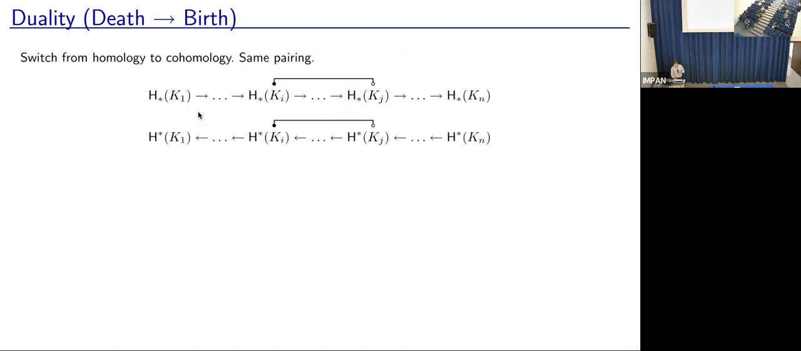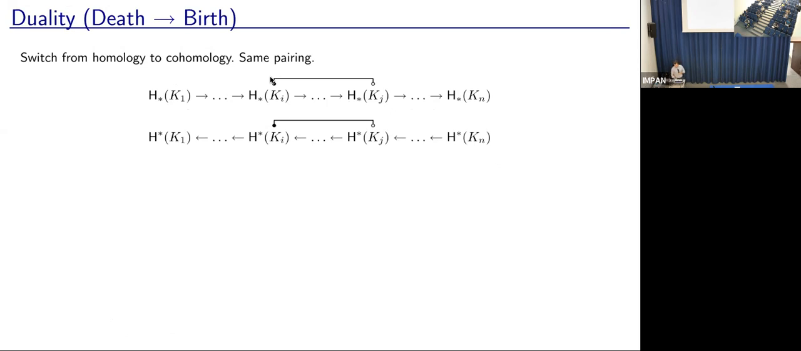I've been talking only about death so far. It's not a fondness for morbidity or anything, although in persistence this is kind of a constant problem, you have to think about these things. It's just that with homology, that is what you get. But we also want to do birth. We also want to move the point, change the birth value. And there's a very simple trick which makes life very easy.